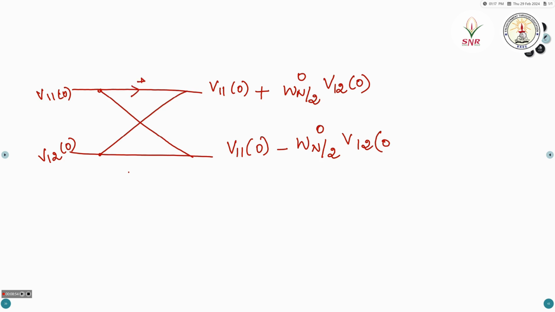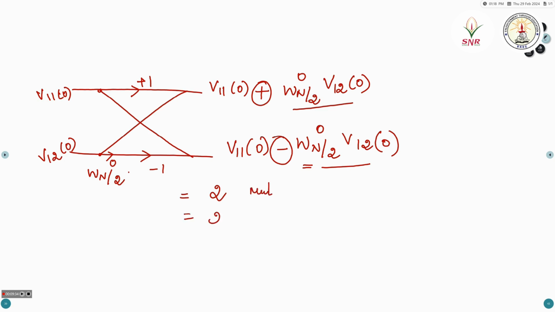So the first term indicates the addition and the second indicates the subtraction, multiplied by the same twiddle factor. I am indicating the twiddle factor in the lower end of the butterfly structure. From this we estimate the time complexity: it requires one complex multiplication in the top end and another complex multiplication in the bottom end, with two complex additions, one positive and one negative. So one butterfly structure requires two complex multiplications and two complex additions.